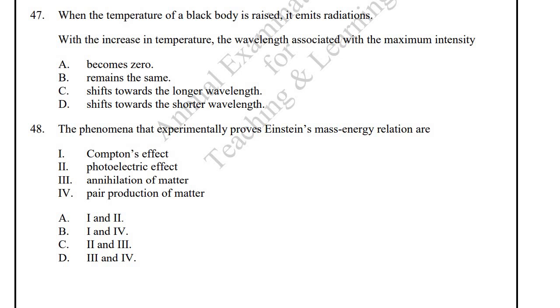Let's see question number 47. The temperature of a black body is raised, it emits radiation. जितना ज़्यादा टेम्परेचर हम इंक्रीज करेंगे किसी भी ब्लैक बॉडी का, तो उसके अंदर से निकलने वाली जो रेडिएशंस है वो भी ज़्यादा होगी. And with increasing temperature what happens to the wavelength associated with the maximum intensity? We know that at a specific wavelength we have got the highest intensity.